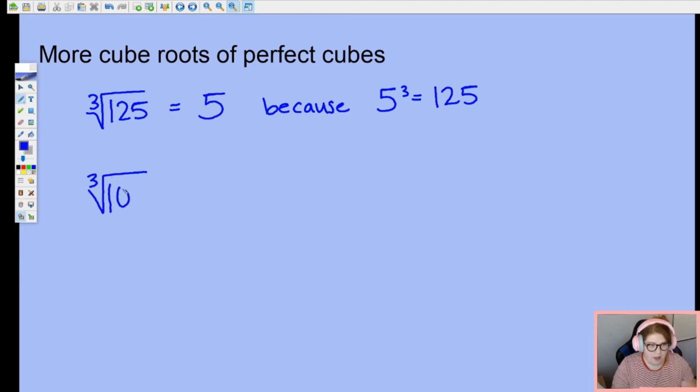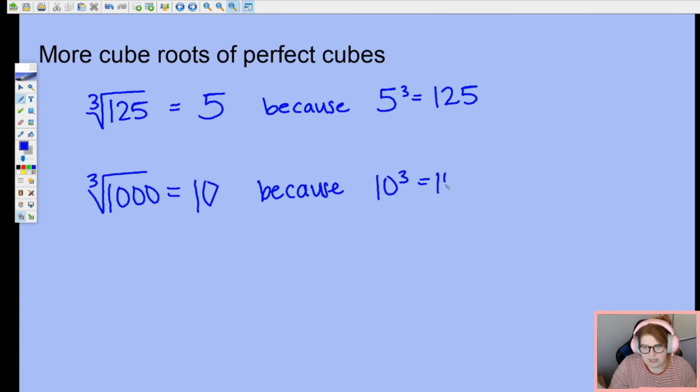We'll do the cube root of 1,000. And if you look at your list, it will be there. And this is 10, because 10 cubed is 1,000.